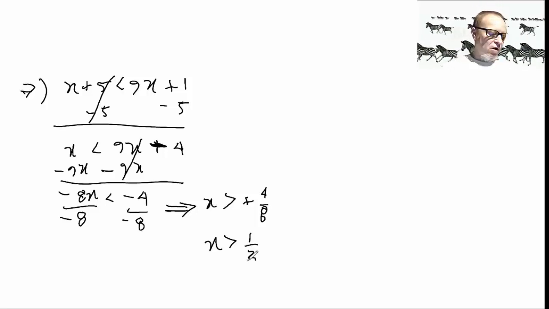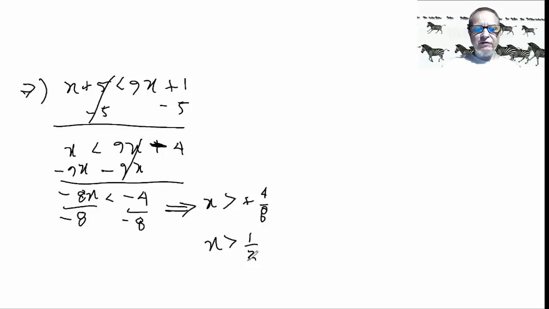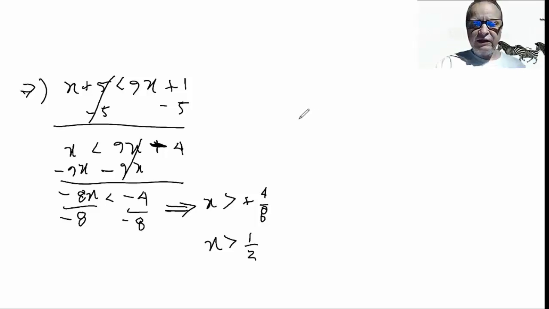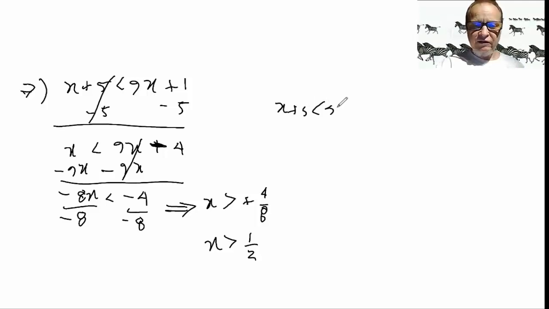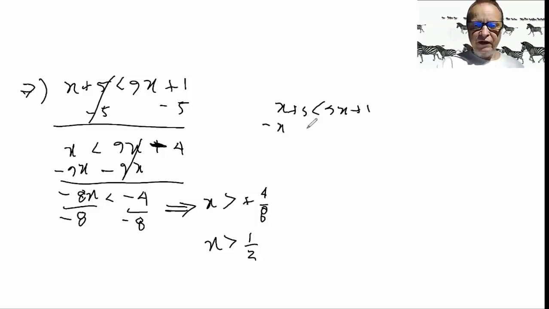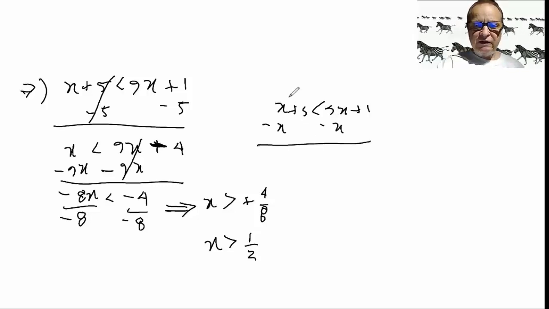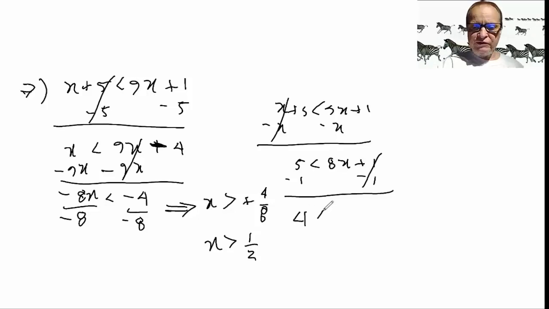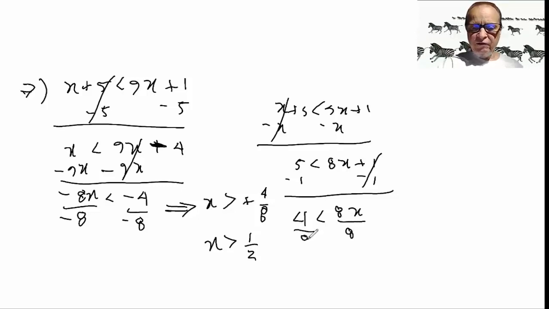Now you can say, well, of course, you can avoid dividing by the negative number if I do the problem a little bit differently. So I can take the example x plus 5 is less than 9x plus 1, and instead I'll bring negative x, and that means I will have 5 is less than positive 8x plus 1, minus 1, minus 1. 4 is less than 8x. Divide by 8, divide by 8.